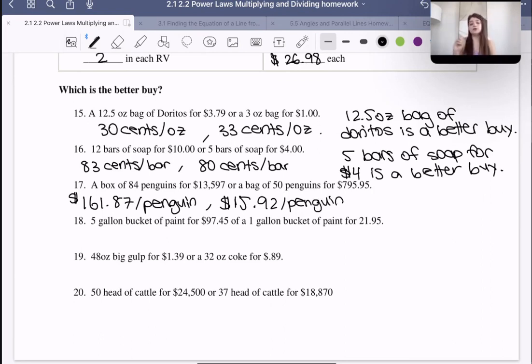The other two, at first glance, I did not know the answer until I did the division. This one, it was quite clear because it's a way, way better deal to just get the 50 penguins for $795.95. In the other ones, it's very, very similar. So even if you did do the wrong buy, oh well, you spent an extra few cents. In this case, you're throwing money away by getting the box of 84 penguins for way, way more. Like, 10x the price, or actually slightly more than that. It's more than 10 times the price per penguin. So in this case, 50 penguins is a way better buy.